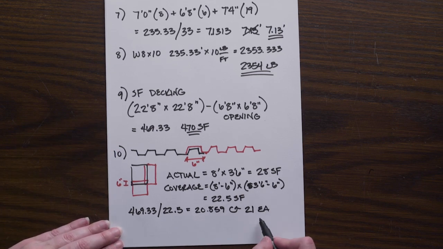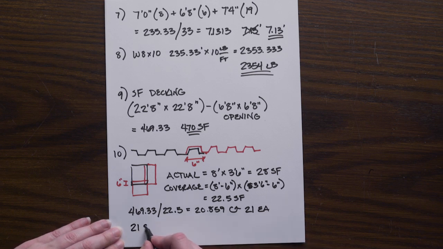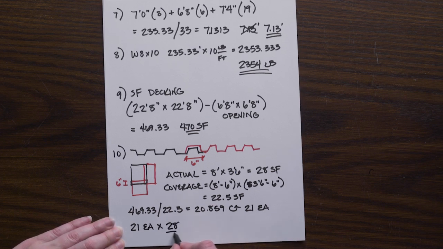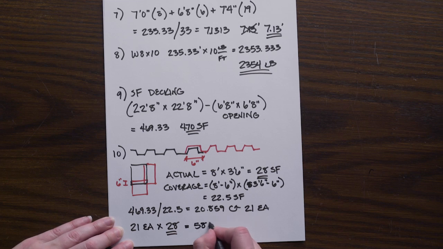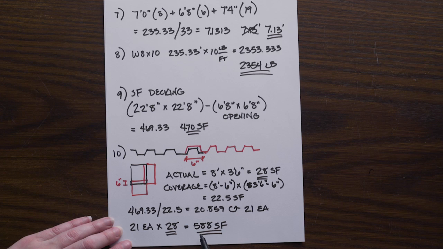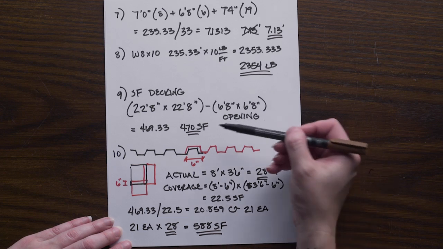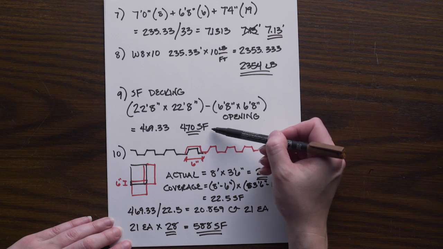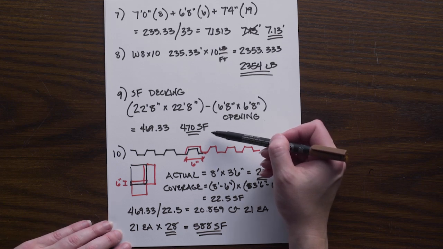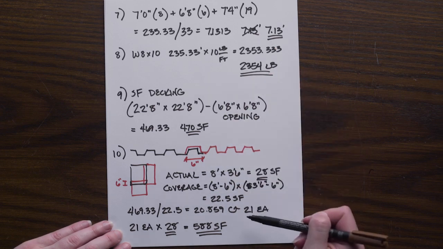However, I ask you for the square foot of panels to be purchased. So we have to take the quantity and this time multiply it by the actual square footage of each one. 588 square feet is our final answer. So what this is saying is we need to purchase 588 square foot of decking in order to cover 470 square foot of decking area. And that concludes the sample problem for calculating our decking materials.